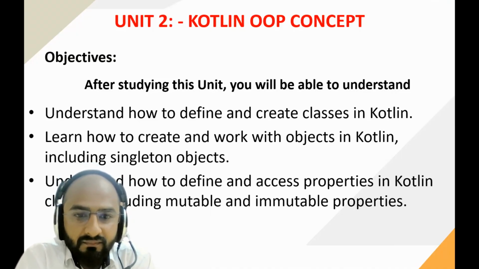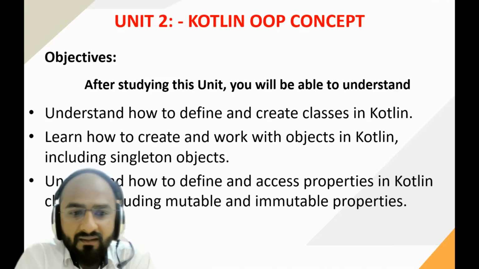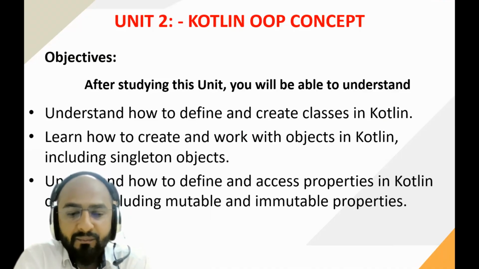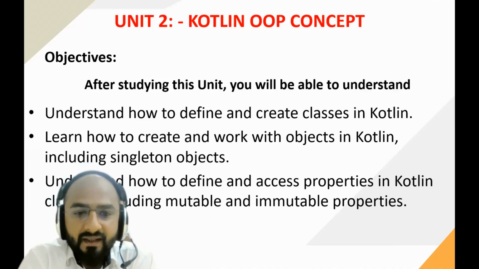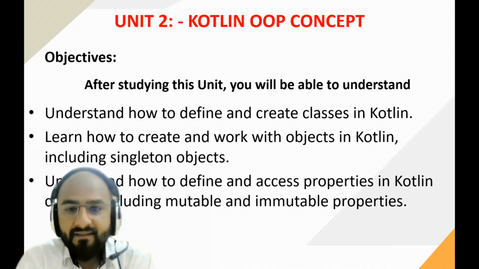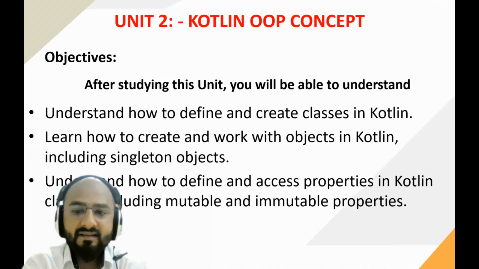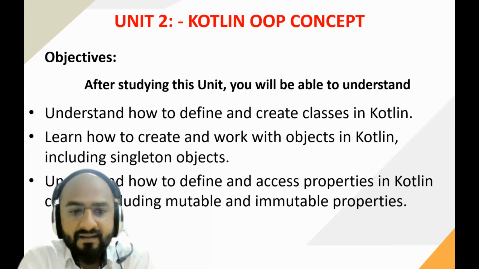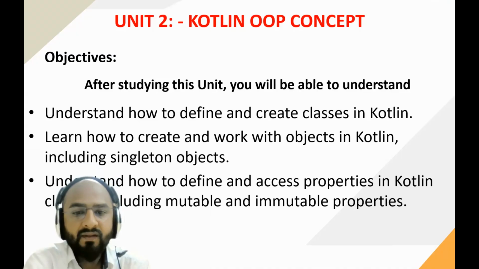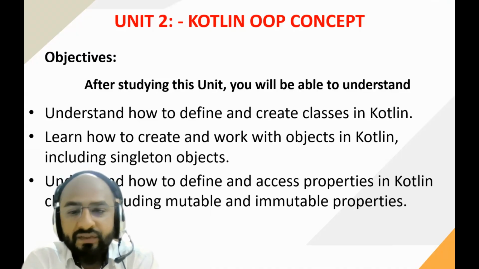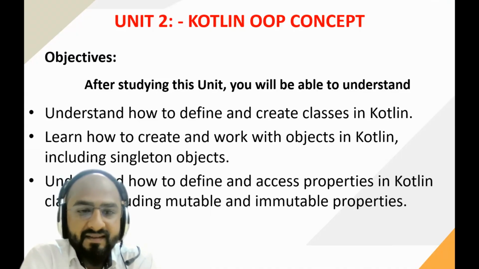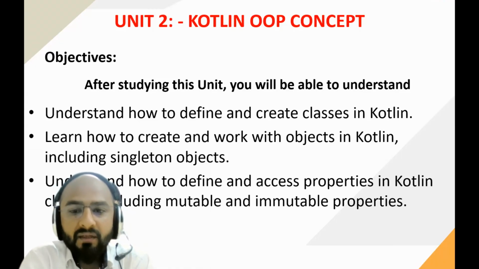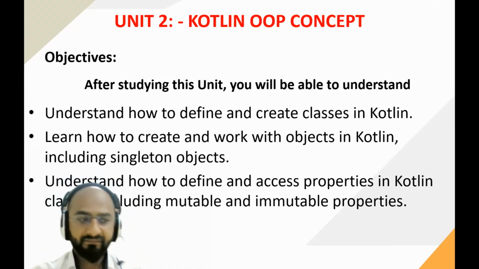Then we will discuss accessing properties in Kotlin, including mutable and immutable properties. So we can understand how to define and access properties, right? How to define and access properties of a class in Kotlin. What is the syntax to define and access the property of a class in Kotlin, including mutable and immutable properties. That we have also discussed in the previous lecture: what is a mutable and what is an immutable property.